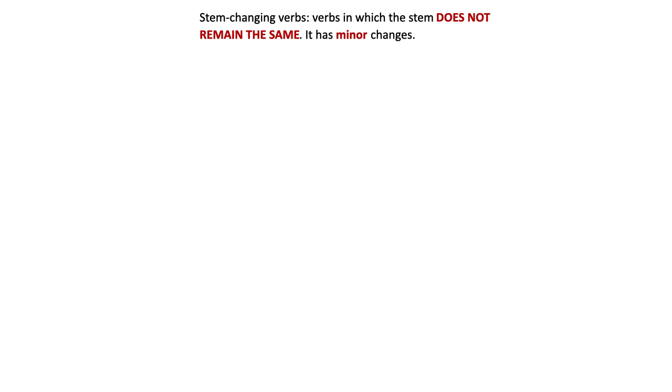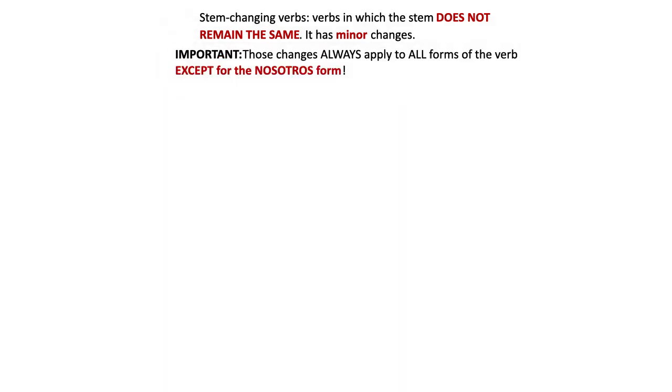And the rule that follows is very, very important. Please do not forget this. In stem changing verbs, all stem changing verbs, okay? Because there are several types and we're going to study them all. In every stem changing verb, the changes to the stem always apply to all forms of the verb except for the nosotros form.